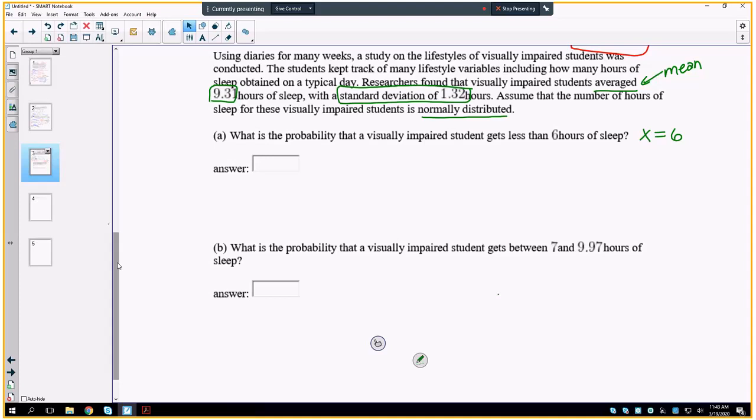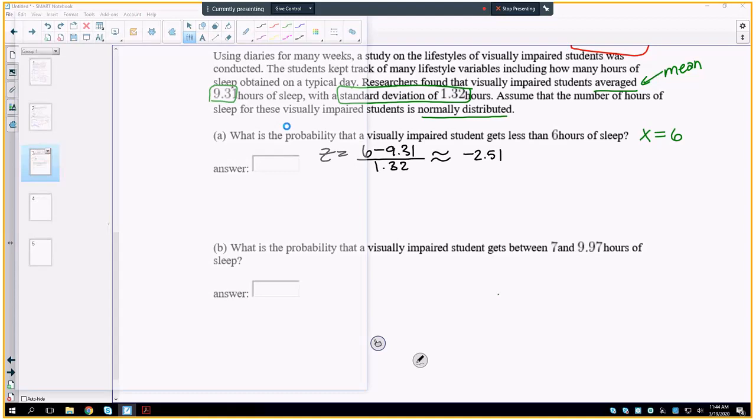But in order to find the probability, we need to convert that to z. So that means take x, subtract the mean, divide by the standard deviation, and I'm going to get minus 2.51. We can plug that into a calculator to be on the safe side.